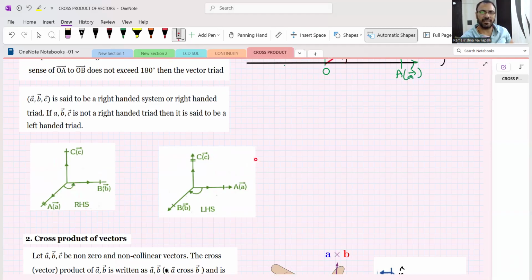Here you see that this is in the clockwise direction, for A bar, B bar, C bar. So here A bar, B bar, C bar form a left-handed system of vectors, while the earlier one is the right-handed system.